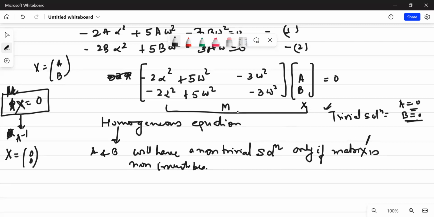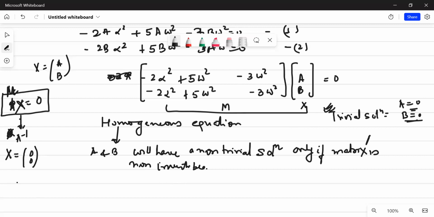So if M inverse exists, then M inverse operating on both ends will give you a trivial solution. However, understand, we are not interested in finding a trivial solution. We want to find a non-trivial solution. Now, the question about invertibility would involve finding cofactors, finding the transpose, and then dividing the adjoint by the determinant. So that is a very long and tedious process.